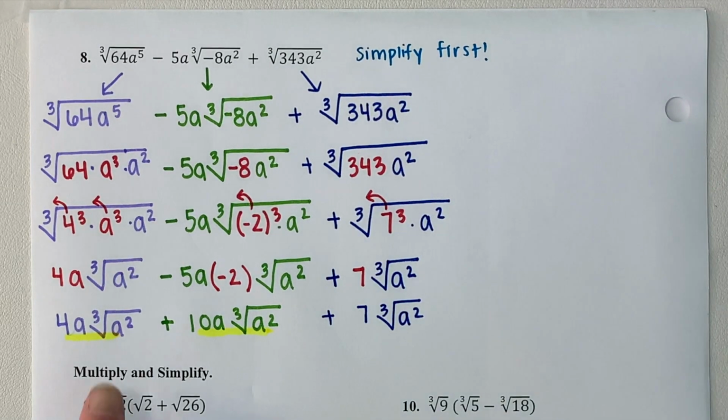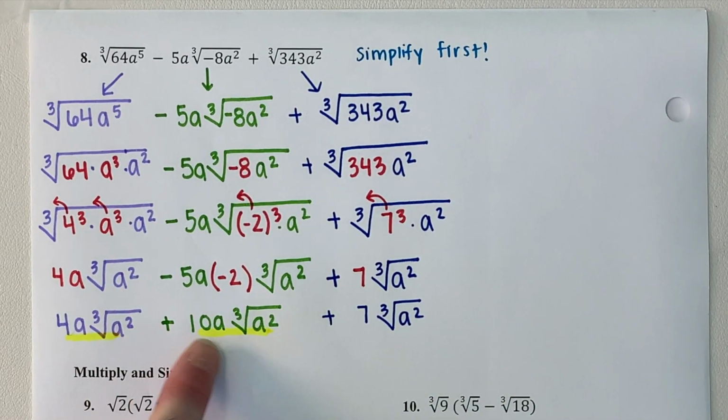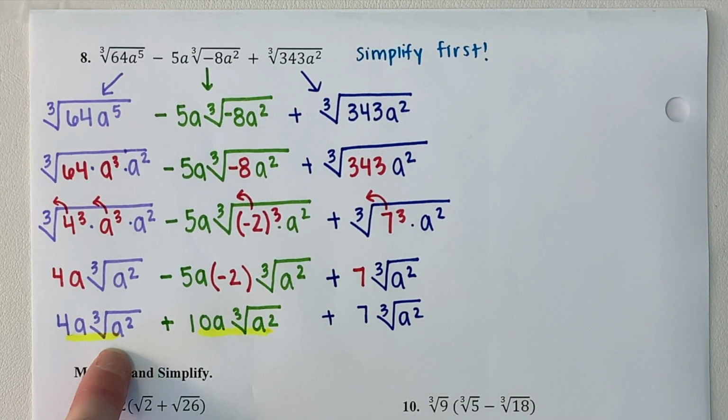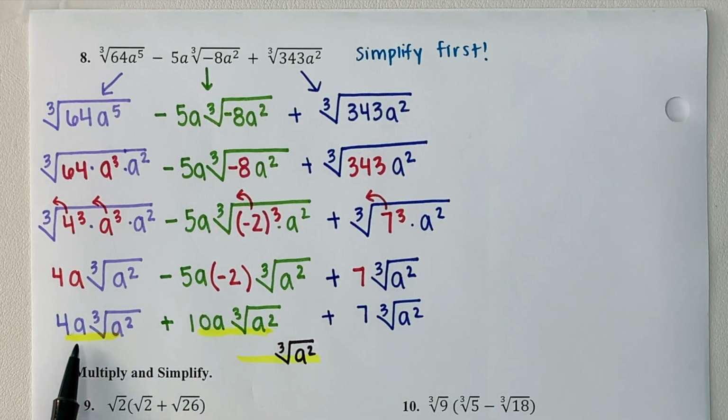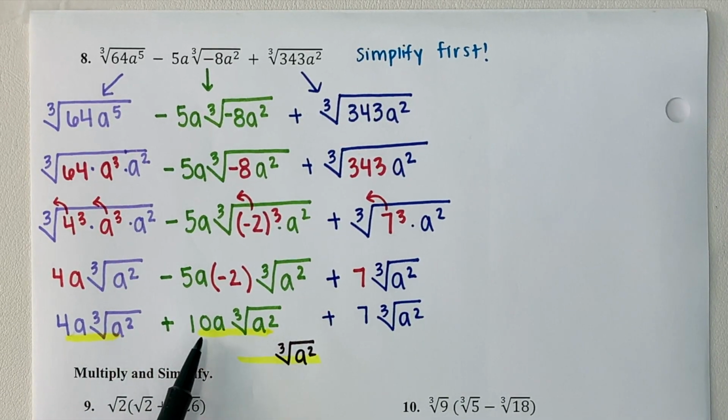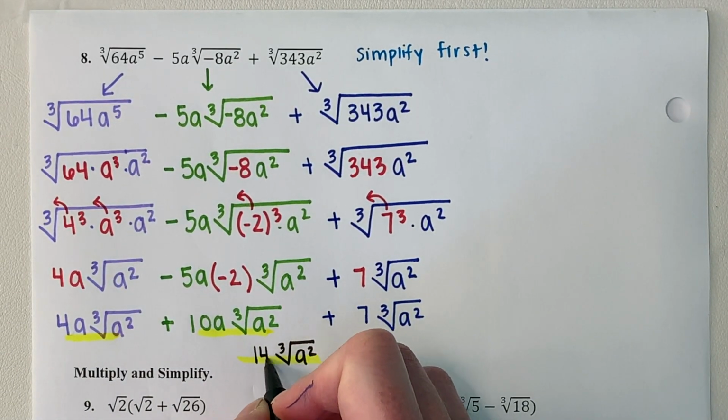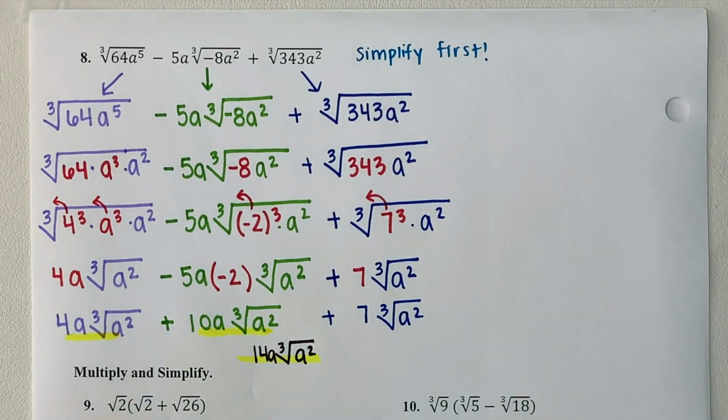To start, I notice that these are like radicals. They both have identical radical bases, so to add them, we keep the radical base, which is the cubed root of a squared, and we add the coefficients. 4a plus 10a will give us 14a. Now we added these together to get this expression.